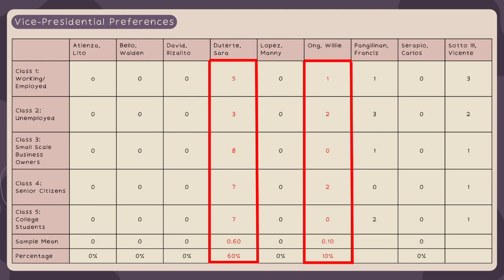Next, Willie Ong, he had 1 plus 2 plus 0 plus 2 plus 0, so total of 5 votes, divided by 50, so 0.10 or 10%. For Francis Pangilinan, 1 plus 3 plus 1 plus 0 plus 2, total of 7 votes divided by 50 is 0.14 or 14%. And for the last one is Vicente Sotto III, who had 3 plus 2 plus 1 plus 1 plus 1, so 8 votes in total divided by 50 is 0.16 or 16%.